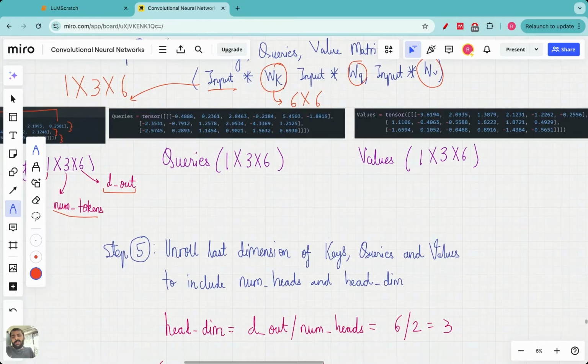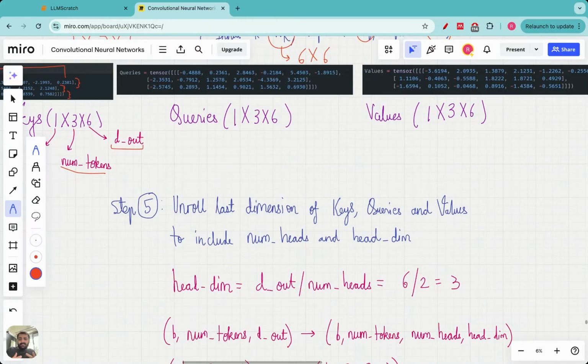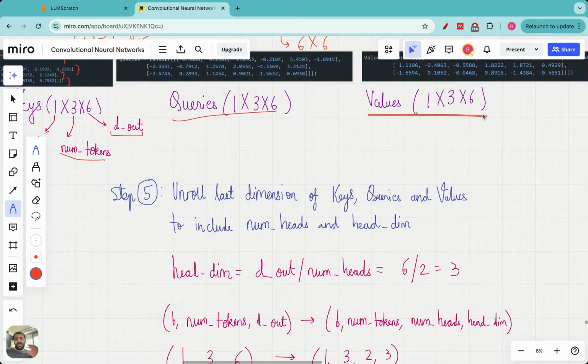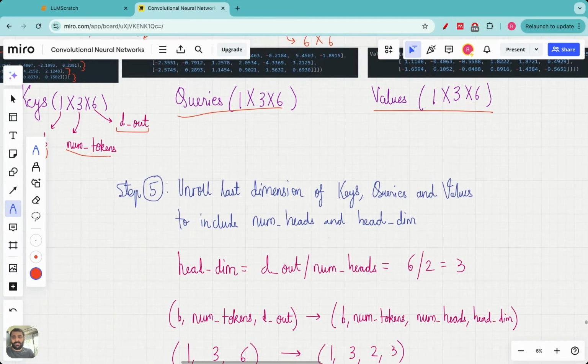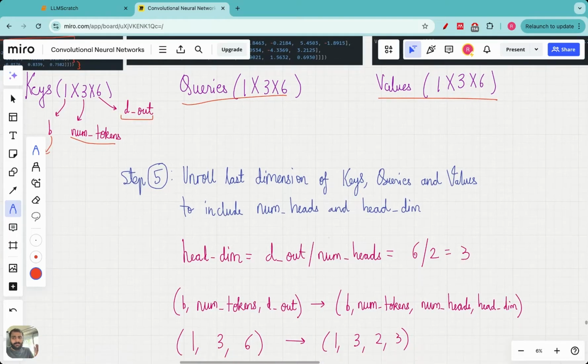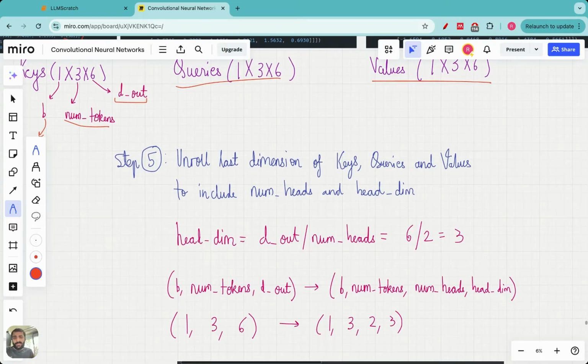Okay, now we move to the next step, and this is the step where 4-dimensional tensors start to come into the picture. Until now we have 3-dimensional tensors for the keys, queries, and values. The fourth dimension needs to come into the picture because until now these 3 dimensions are for batch size, number of tokens, and d out, but there is no dimension for the number of heads, or the head dimension rather. So this is where we come to next.